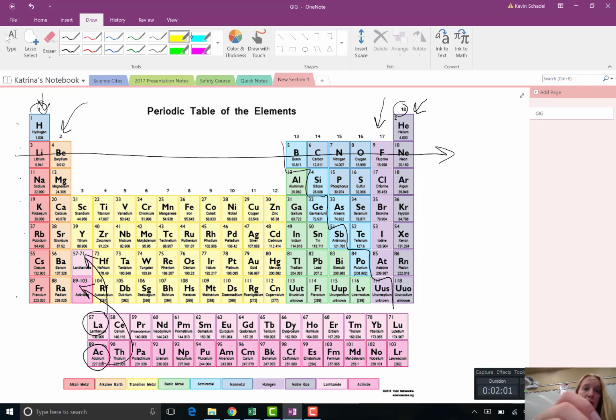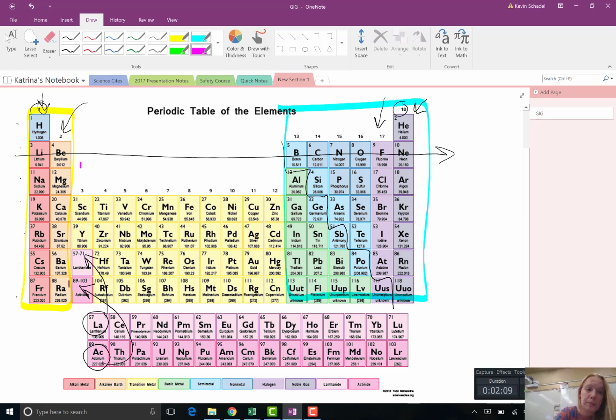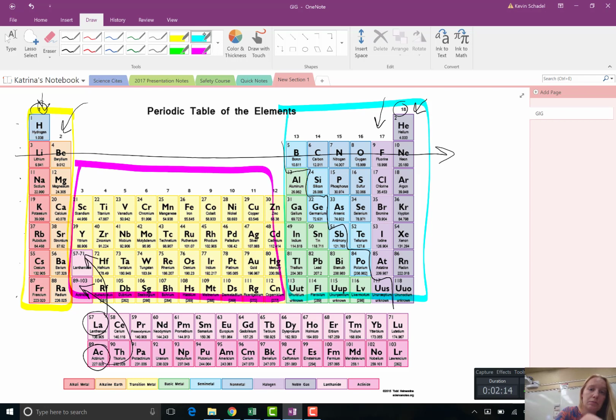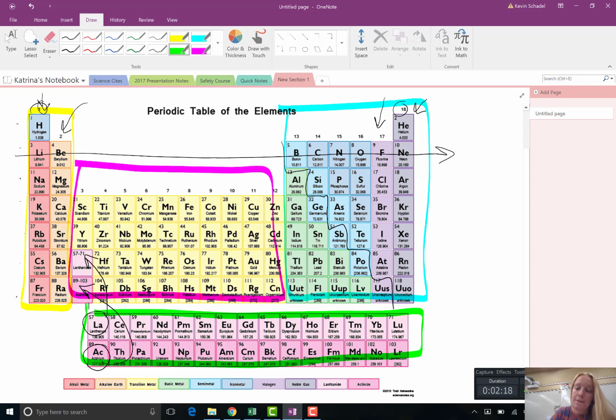Some other things to remember about the organization of the table. This here is my S block. Over here we've got our P block. Here's our D block. And whoops, this is our F block. Our F block is sometimes called the intertransition metals. Our D block is called the transition metals.